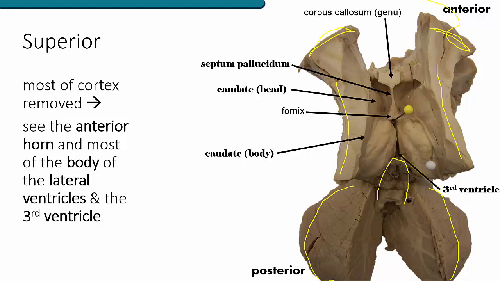We can see that third ventricle, and I think here is the best place for us to really be able to visualize how very thin that third ventricle is. It's hard for us to imagine when we're looking at a hemisected brain, but here we can really see that it's just a couple millimeters across.